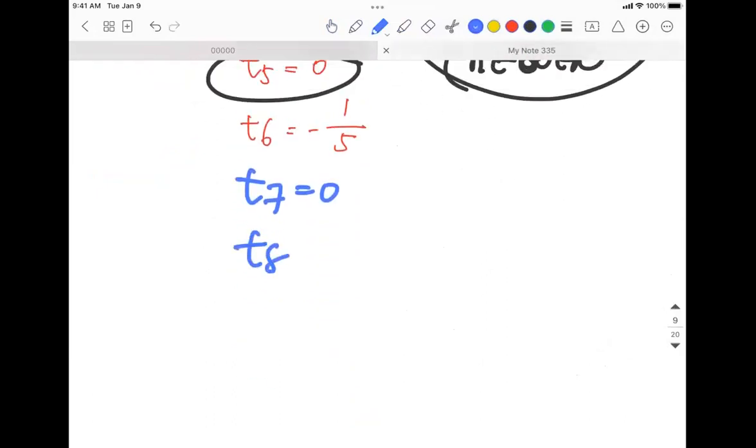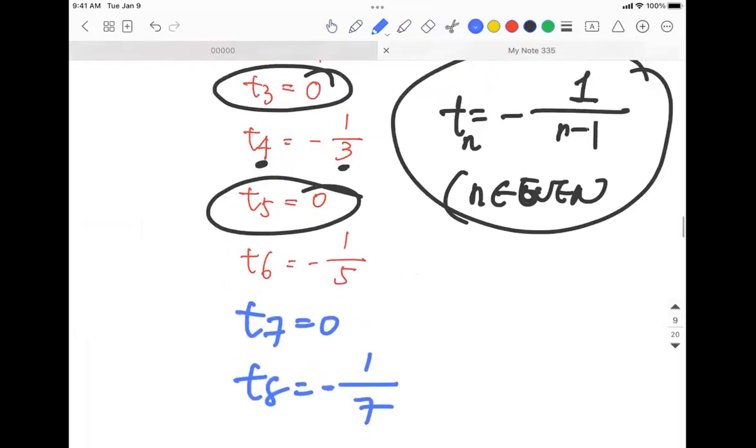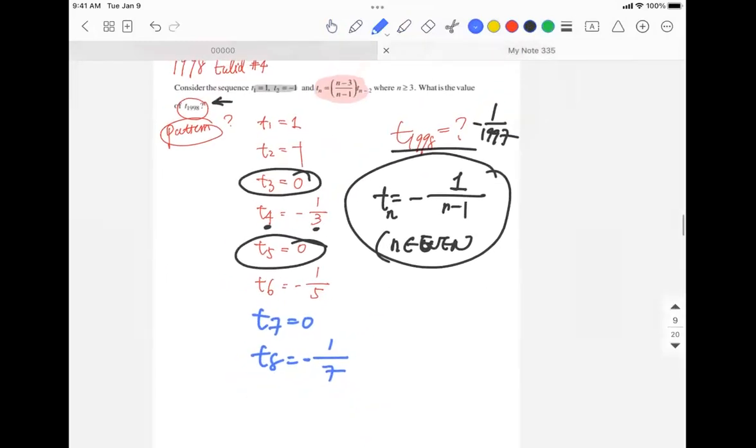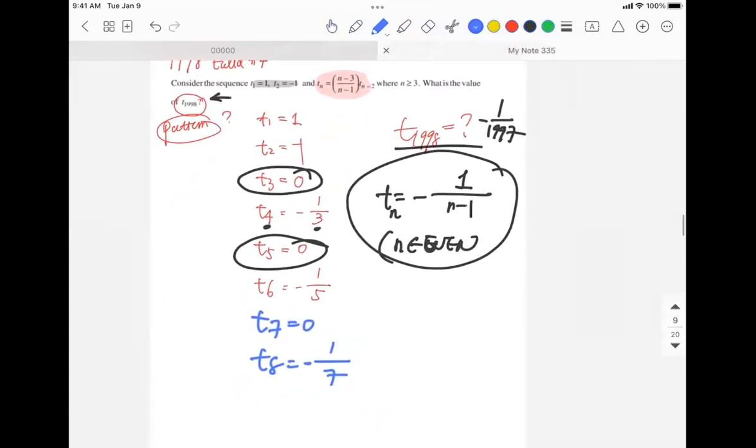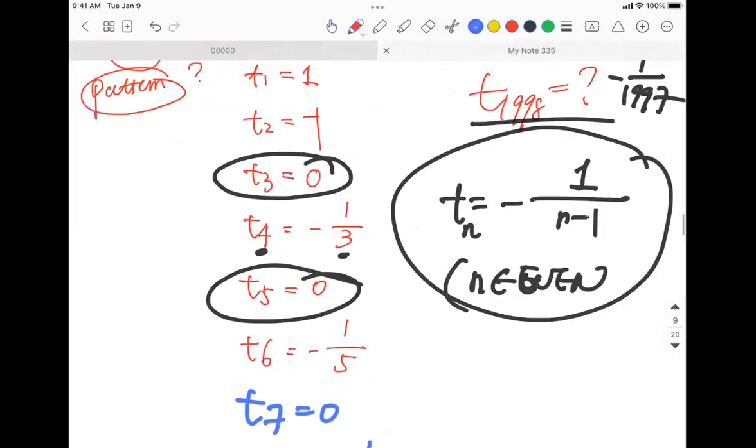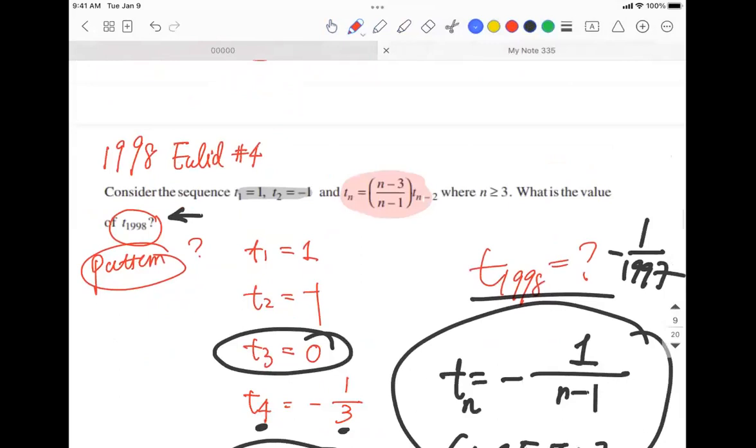T8. As long as you're confident enough, you'll be able to find a pattern and solve the problem right away. Okay? I think this is a quite understandable problem. And also, you know what? This is actually about finding a pattern, but I can also give you a more direct way to solve it.